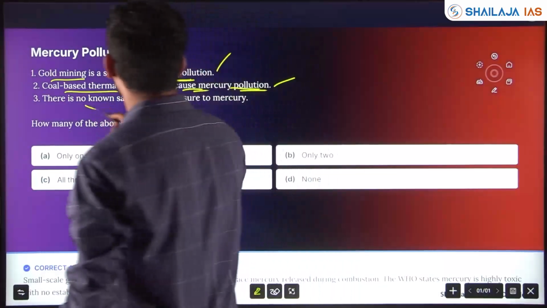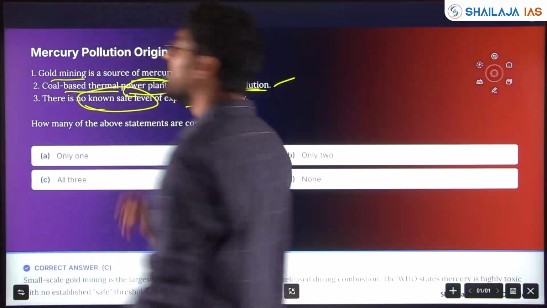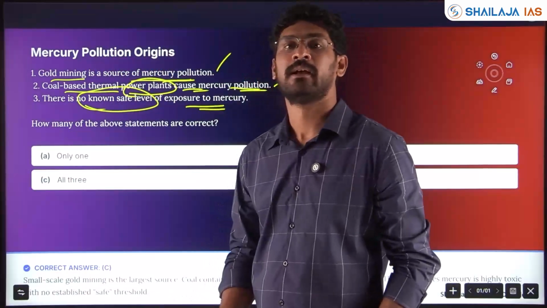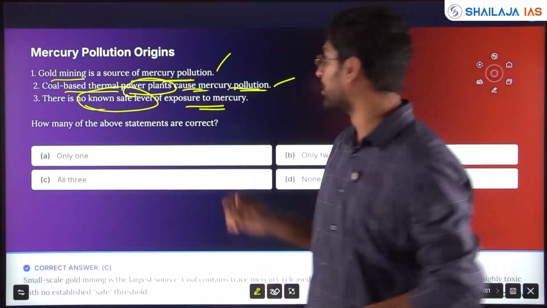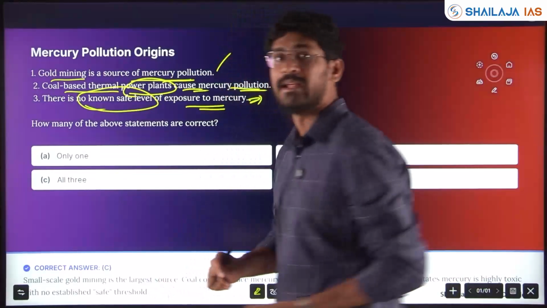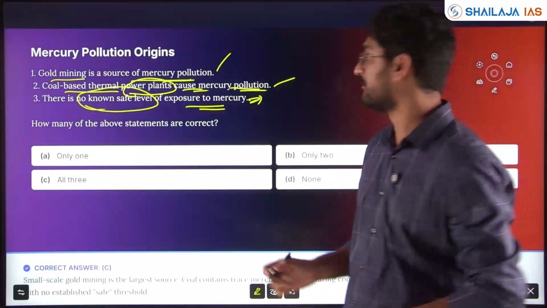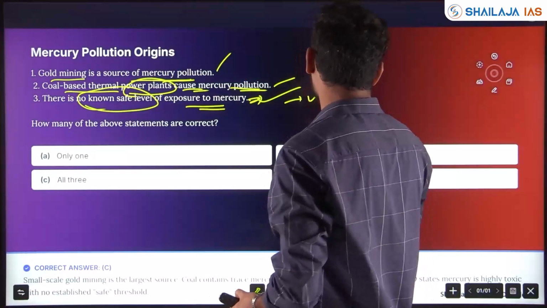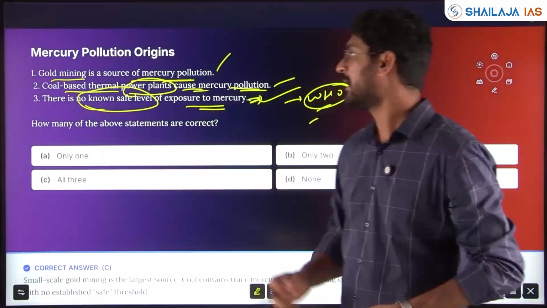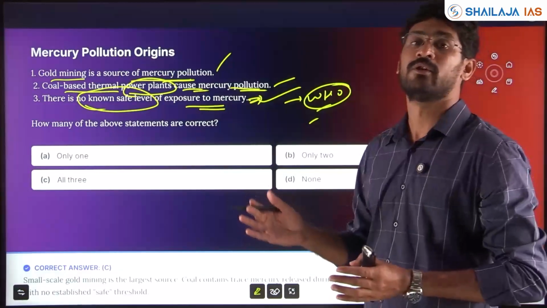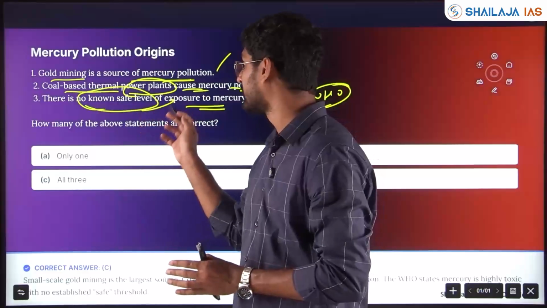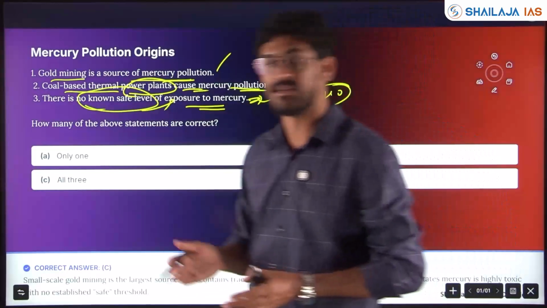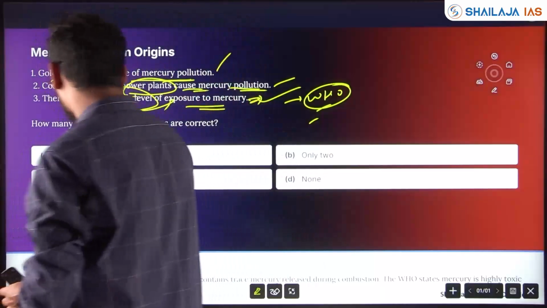There is no known safe level of exposure to mercury. Okay, here you will be stuck. No known safe level. Mercury is such a pollutant that it will directly impair your nervous system. So yes, there is no safe level according to WHO. No safe level of mercury that can protect from neural diseases from mercury. Minamata disease, right? Japan convention which we have seen. So here, all the three.